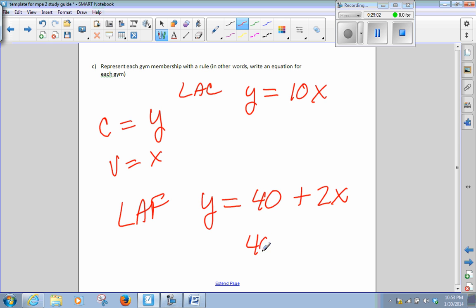I saw some people in class doing 40x plus 2. Guys, this isn't right because you're saying it's going to be $40 for every visit instead of $2 for every visit like you would in the correct one.